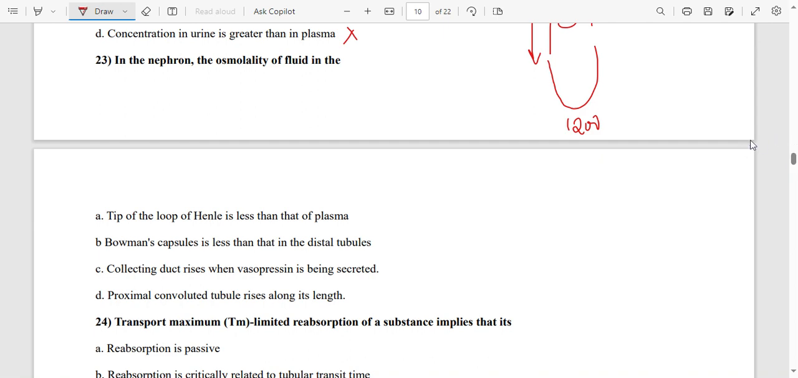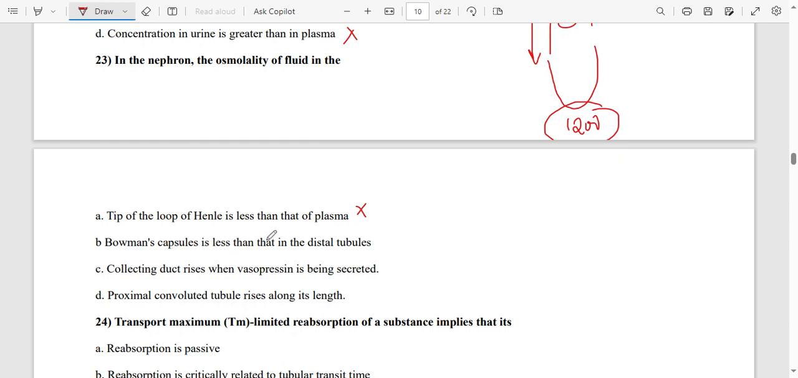In the nephron, the osmolarity of fluid in the tip of the loop of Henle is less than plasma. Now, the tip of the loop of Henle is 1200, and plasma is 300. So meaning this statement is not true.